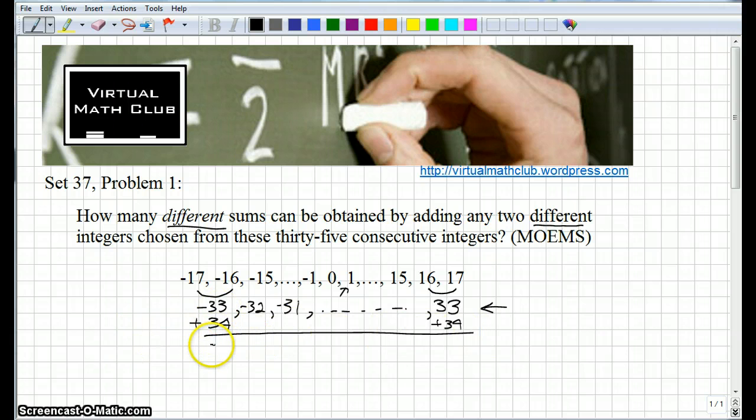So if you add 34 to negative 33, you get 1. If you add 34 to negative 32, you get 2, and 3, and so on, all the way up to 33 plus 34, which is 67. Okay? So we know that this list has to have the same number of numbers as the list up here. And so we know there are 67 numbers in that list. So we can get 67 different sums by choosing any two different numbers in this list. So there's your answer.